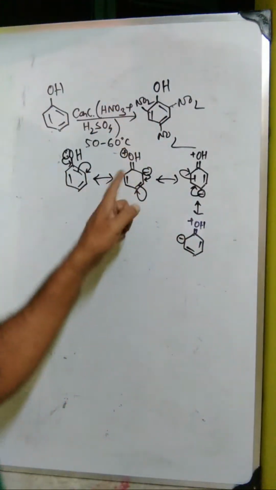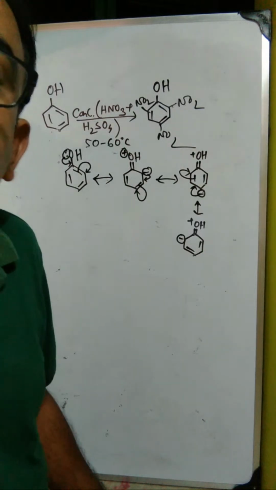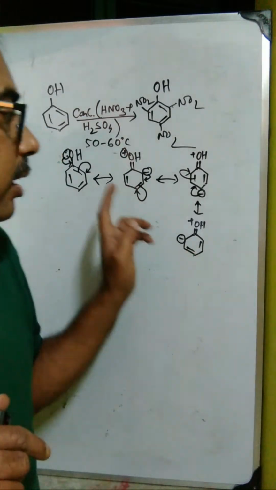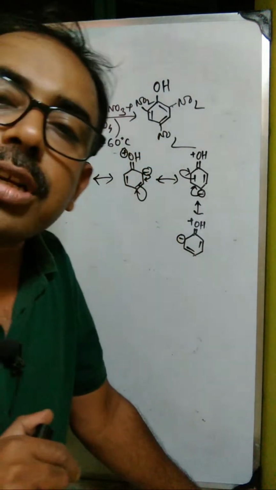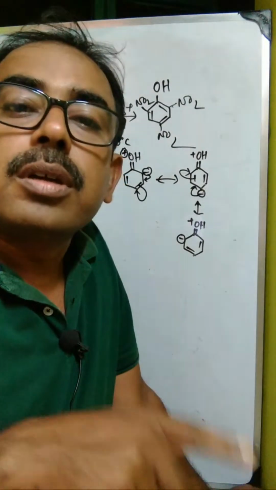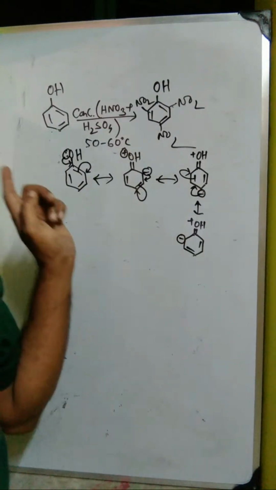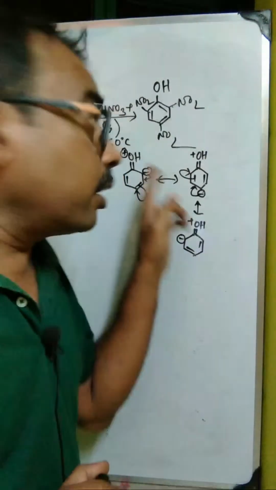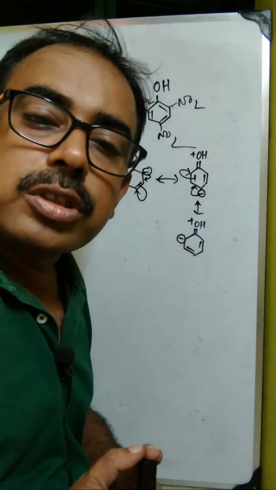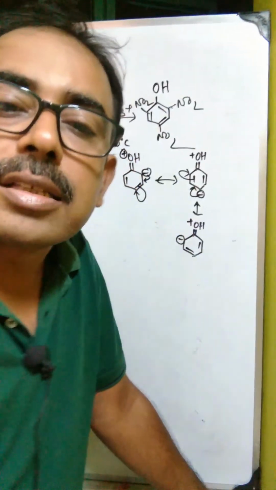Here we can see that in the ortho, para and ortho dash, these three positions, a negative charge is concentrated. So when NO2 plus is there in the reaction medium, NO2 plus will be bonded with all those positions at once. That's why in the nitration of phenol, 2,4,6 trinitrophenol is formed, which is also called picric acid.